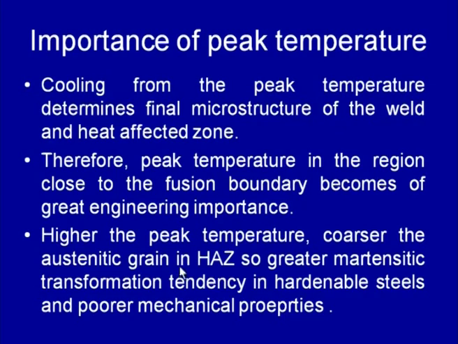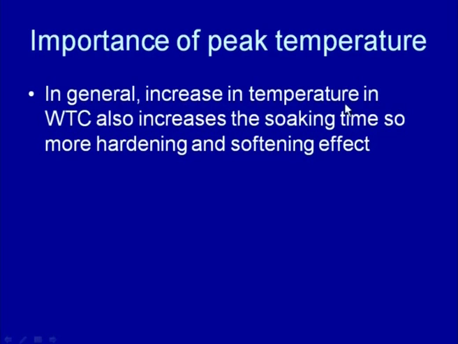In general, the higher the peak temperature, the coarser the austenitic grain in the HAZ. So, there is a greater martensitic transformation tendency in case of the hardenable steels, which in turn leads to poorer mechanical properties. So, in case of the hardenable steels, it becomes important to control the peak temperature, especially in regions close to the fusion boundary.